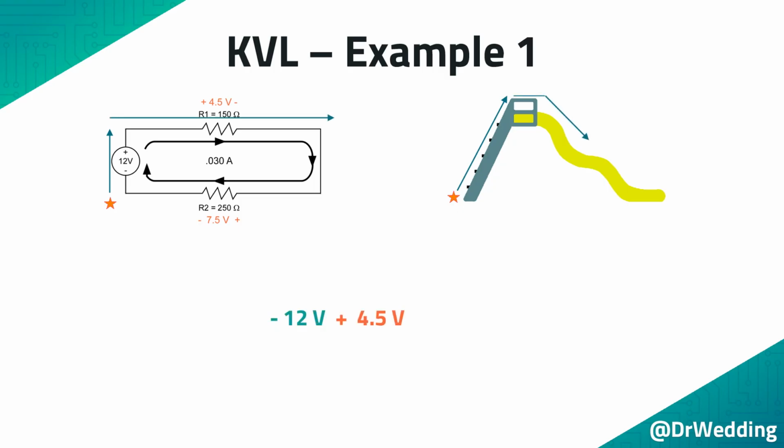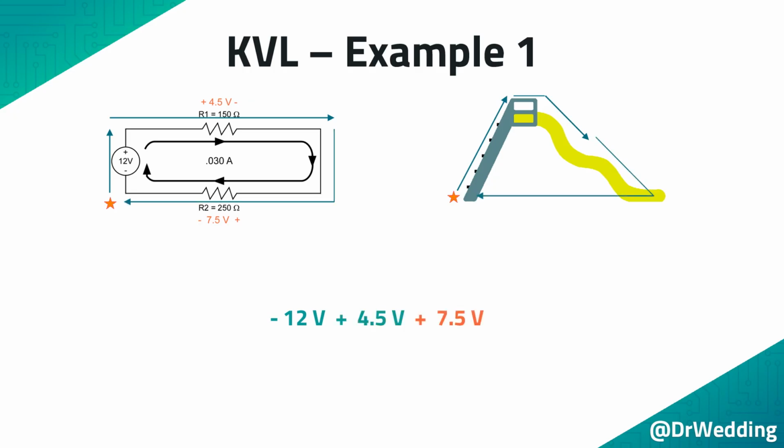Then we move across the top of the schematic where we encounter the 4.5 volts across R1. When moving in this direction, we hit the plus sign first. So this is recorded as plus 4.5 volts. This is equivalent to sliding down the first bump in the slide.